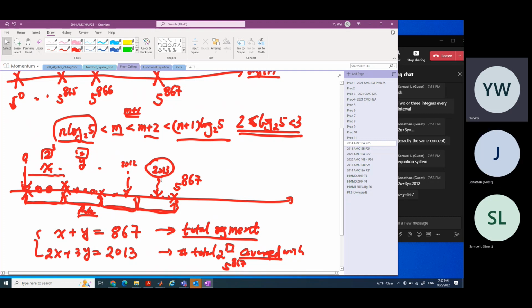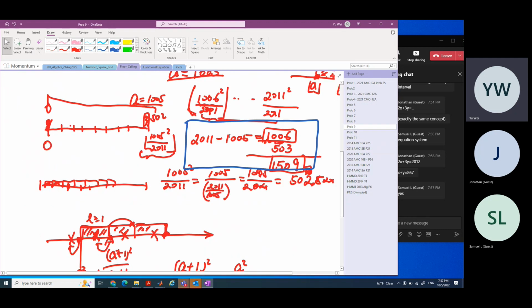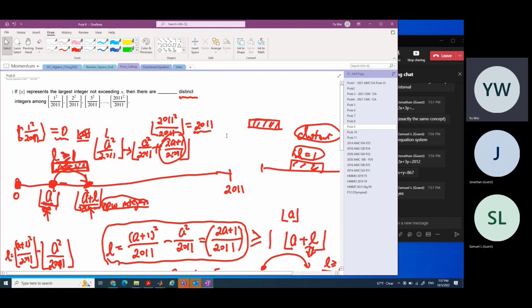So you can see this is a jumping here from here to here. It's a constant length of the ruler, right? That's all the crossing marks, and at each crossing mark we cover either 2 integers or 3 integers. Did you see that, Jonathan and Sam? Did you see the connection between these two problems? They test the same concept, I think.